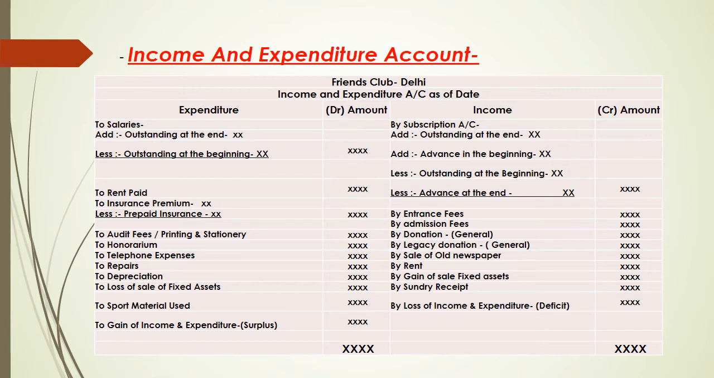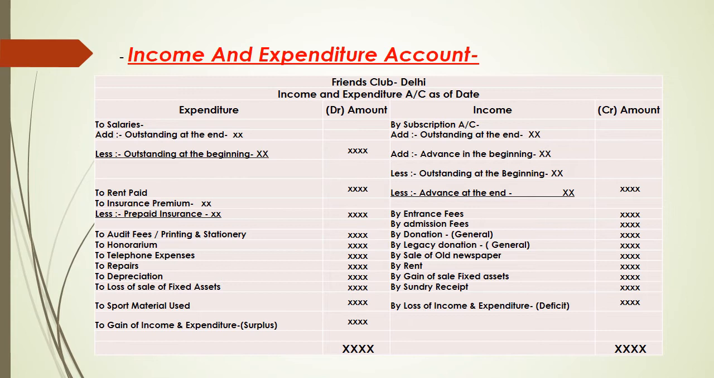So in this video, as you can see in the add line, the outstanding subscription at the end of the year should be added, and the outstanding at the beginning of the year should be deducted. Now in the advance case, if any person already paid the subscription for the current year in the previous year, for example, I am preparing the 2019-20 income and expenditure account, and an amount of 1000 or 2000 was already paid by a person in 2018-19, that is advance in the beginning.